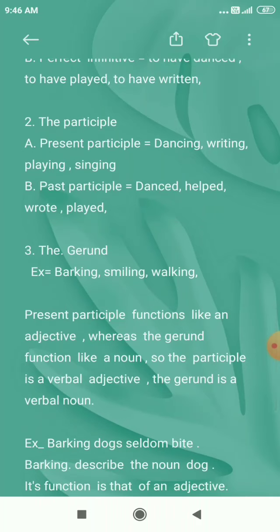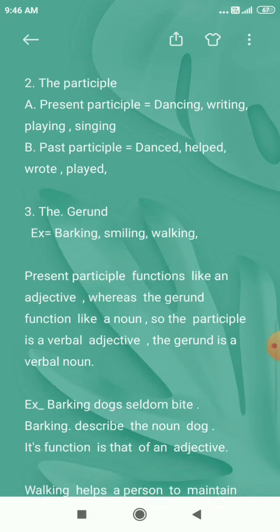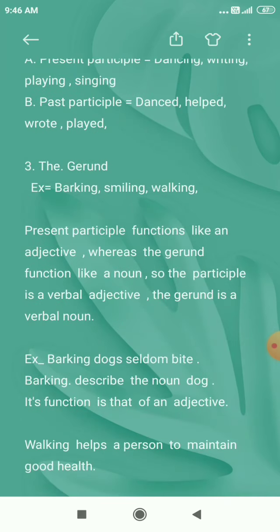Present participle functions like an adjective, whereas the gerund functions like a noun. So the participle is a verbal adjective and the gerund is a verbal noun. Just take an example. Barking dogs seldom bite. Here, barking describes the noun dog because barking is the verb and it comes before the noun. So, its function is that of an adjective.